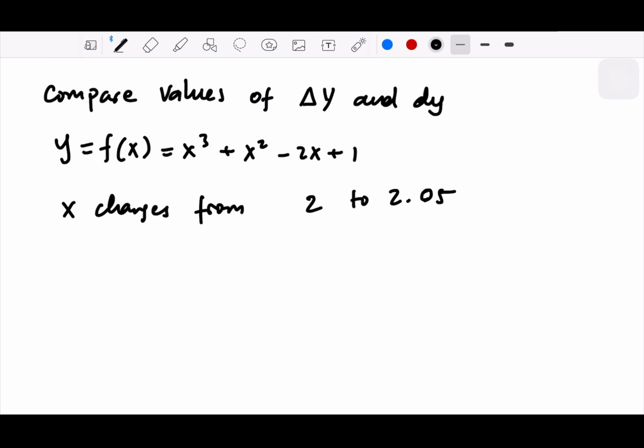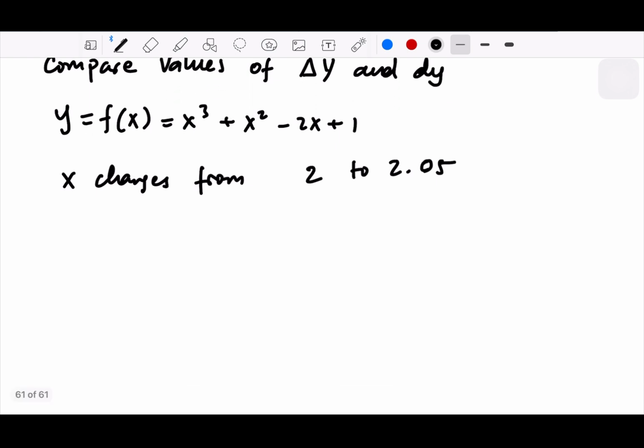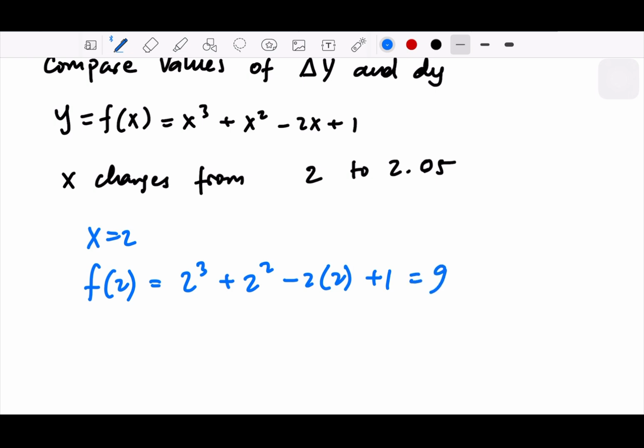Now what this comparison means is, first we take x equal to 2, and we look at what we are having. This is just 9, right? And when we have f of 2.05, you can check with your calculator, but let me just write this down for you.